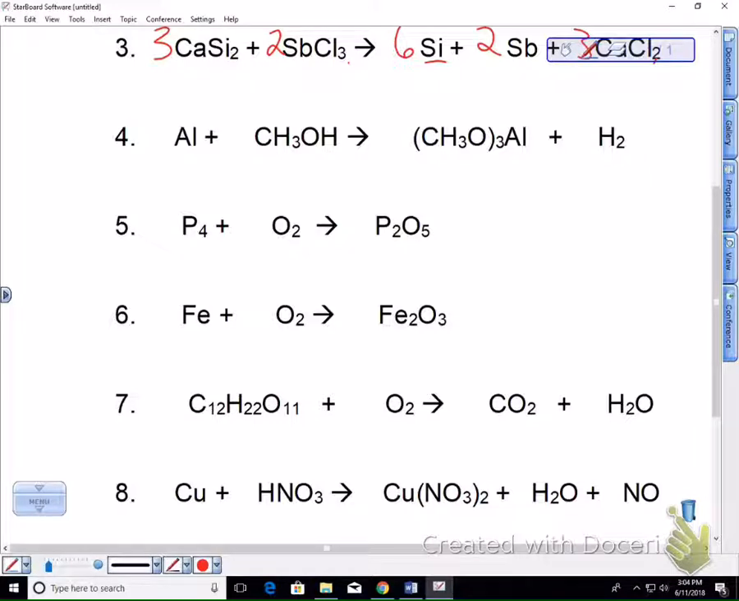Let's actually skip number 4 as well. It's a little bit harder. Let's do 5 and 6. Those are about the easiest ones on this page. Probably should have done those first in retrospect.